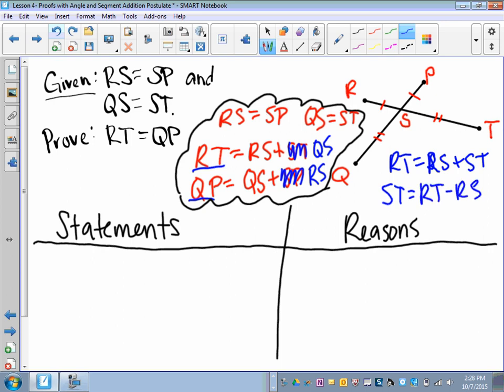Not that we necessarily need that for this problem, but just keep in mind that you can use that segment addition postulate and move pieces around. That might be helpful for later problems. Okay.